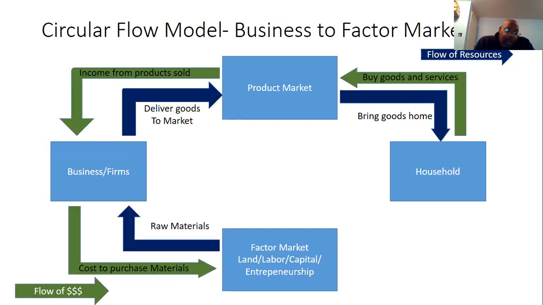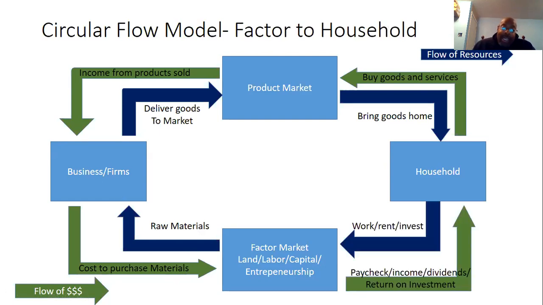The relationship between the businesses and the factor market is that the business has to spend money to purchase the raw materials. If they're making cars, it would be the steel, the rubber for the tires, those types of materials. They would purchase that raw material, and it would then get delivered to the business for them to make their good or to develop their product.